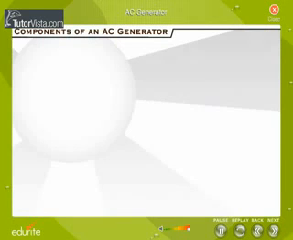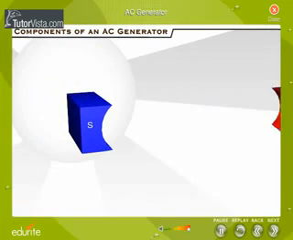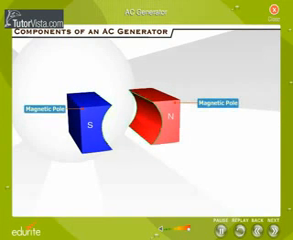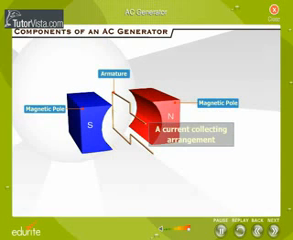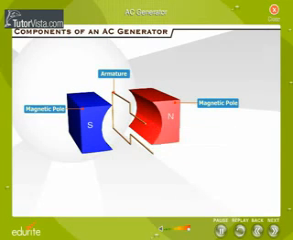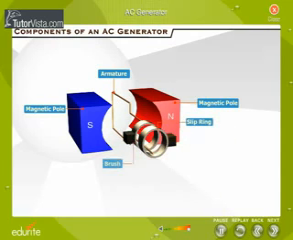Components of an AC generator. An AC generator consists of a magnet with concave cylindrical poles, an armature, and a current collecting arrangement. The current collecting arrangement consists of slip rings and brushes.